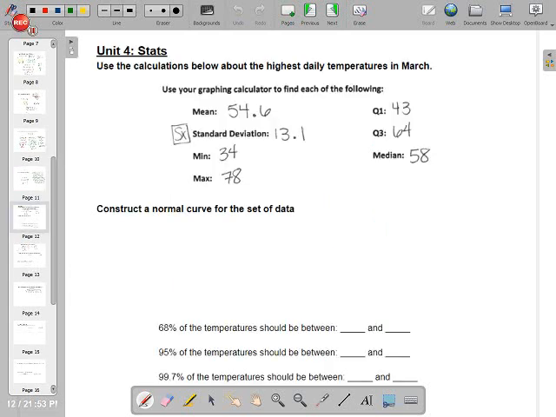Alright, we've made it through a couple units now. Let's see if we can do some stats. Now, on the final exam, you will not have to generate this data because you won't have Desmos, but you will have to maybe use this data. So if I give you this information, can you do all the things that you need to be able to do with it?